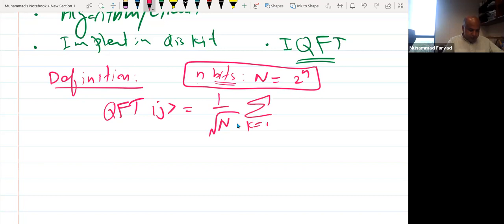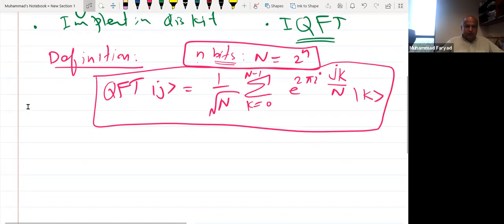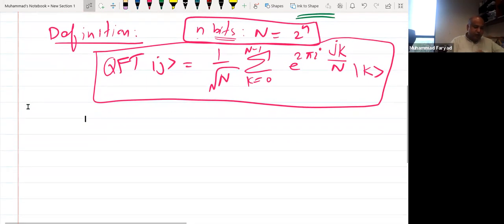Sum over k from 0 to N minus 1, exponential 2 pi i j times k over N, and |k⟩. So this is the definition that we will be using for this quantum Fourier transform. And let me just explain different terms in this definition to help you understand.